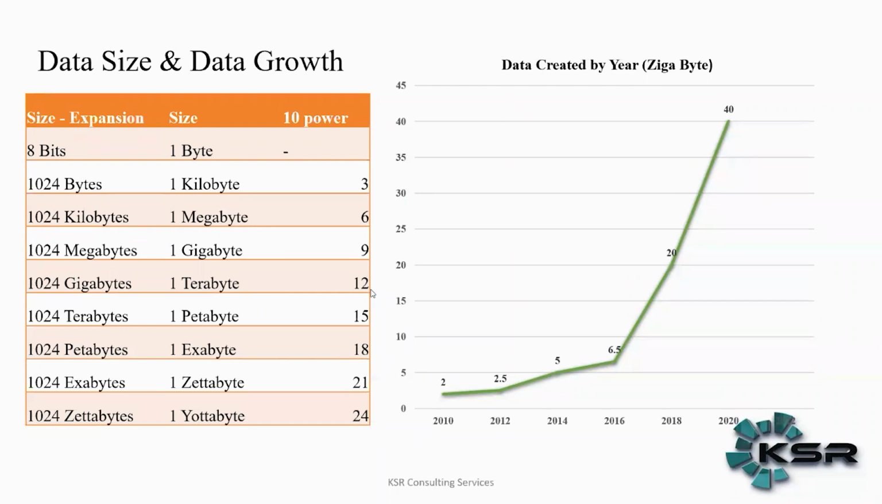Now in front of you, you are seeing a graph on the right hand side. Data created from 2010 to 2016. From 2010 to 2016, slowly the data was increasing. If you see from 2016 to 2020, see how much the data growth is: 6.5 gigabytes to 40 gigabytes.